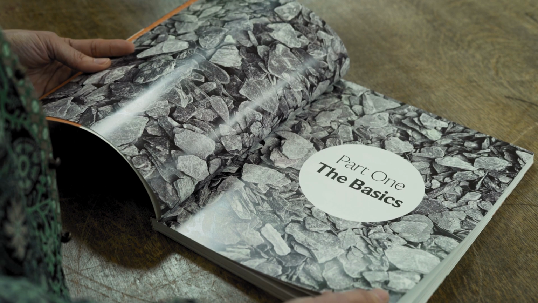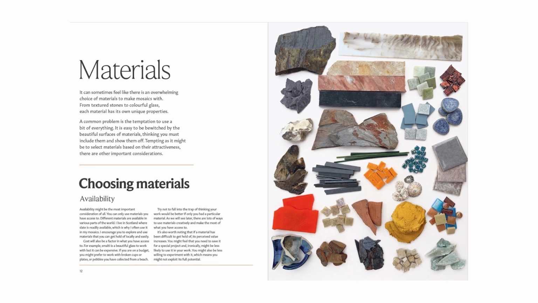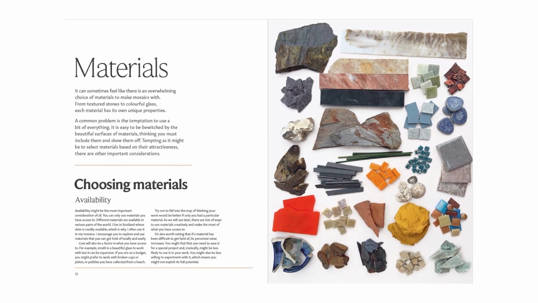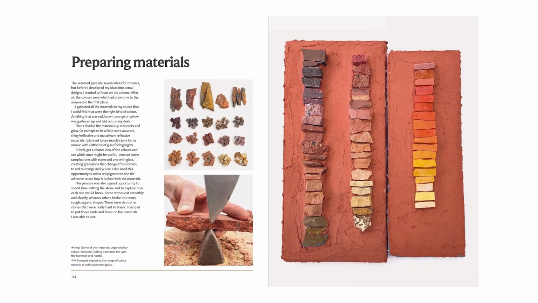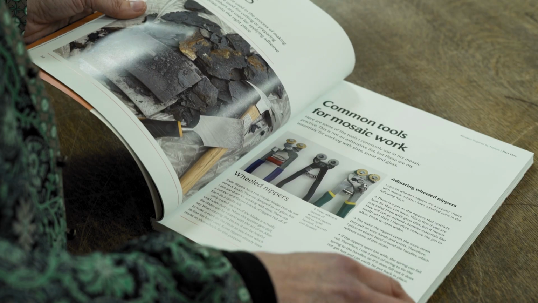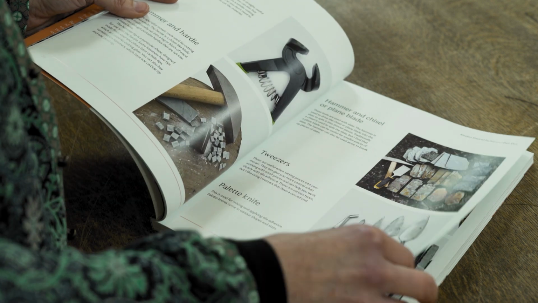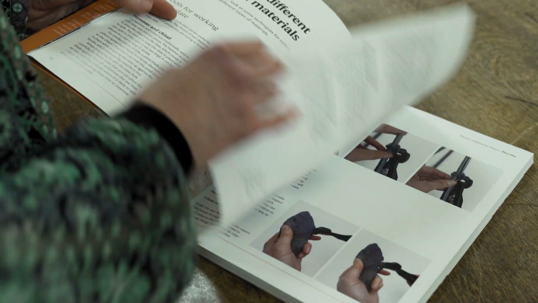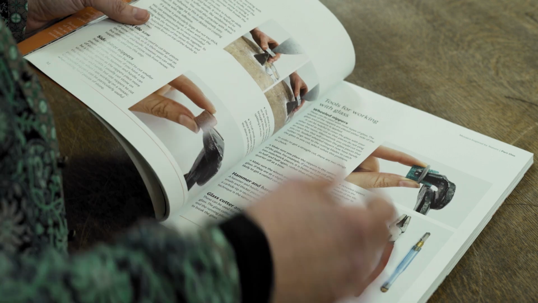In the first part, I talk about the basics of making mosaics. So if somebody's new to mosaics, they can learn all about the different materials that you can use, how to prepare the materials, and also about the substrates, so the different boards that you can use to stick your mosaic onto. There's a whole section on tools, which talks about the different tools that you can use and how to use them on different materials.